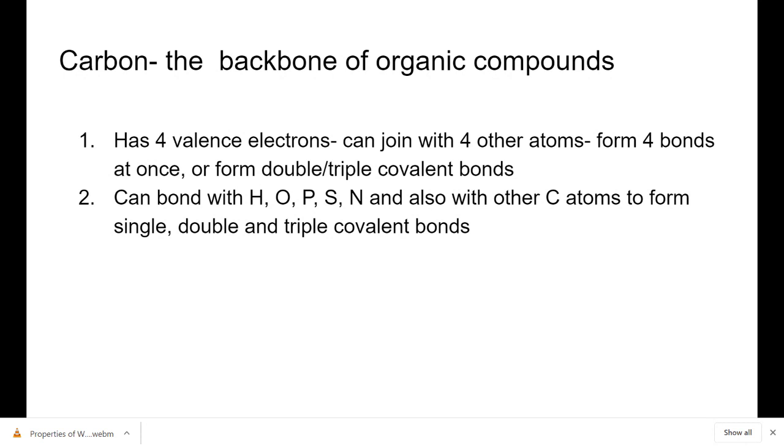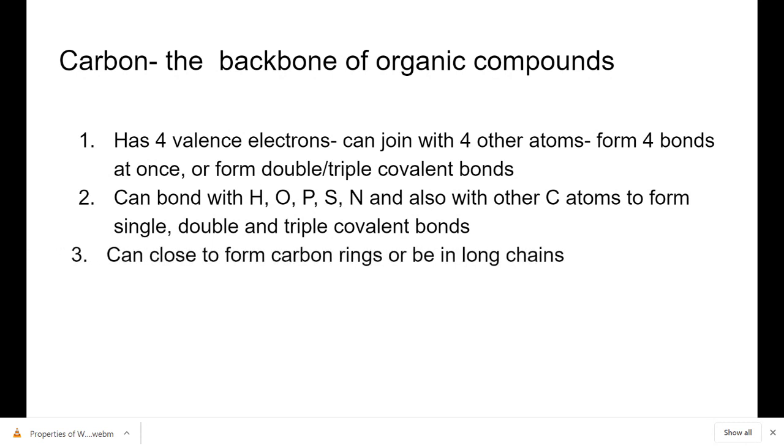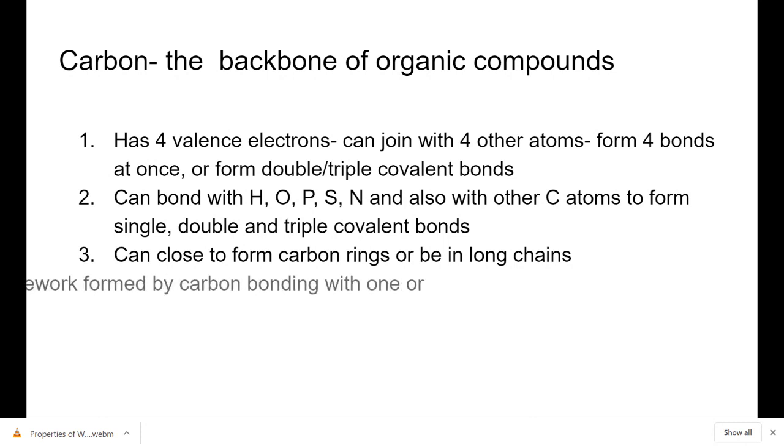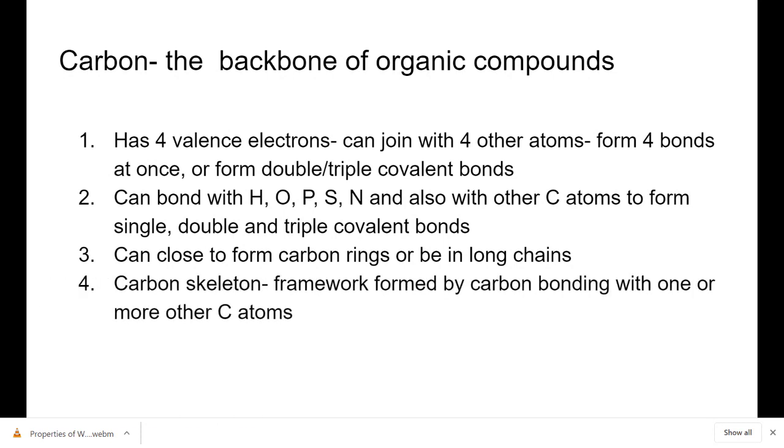You see there, it can bond with hydrogens, oxygens, phosphorus, sulfur, nitrogen, or also with other carbon atoms to form single, double, or triple covalent bonds. Basically, it can form this big skeleton. It can form a ton of bonds, and it's very versatile in how it does it. Now, it can also be in these big long chains or rings, which I'm going to show you in a minute, and it forms a carbon skeleton.